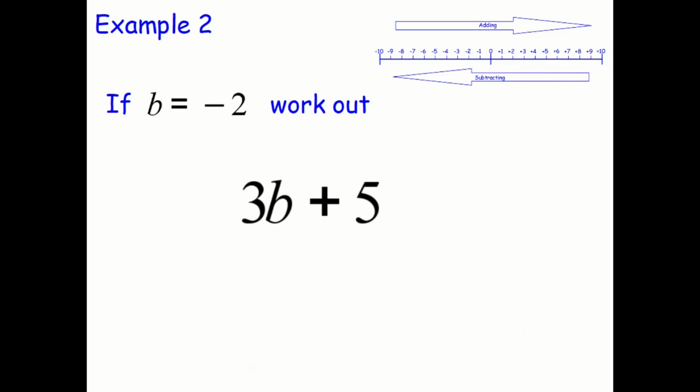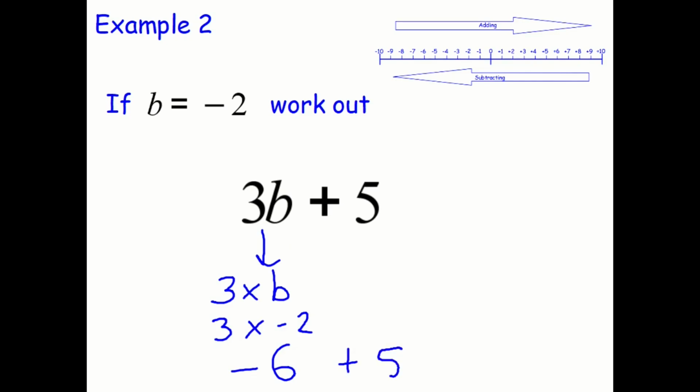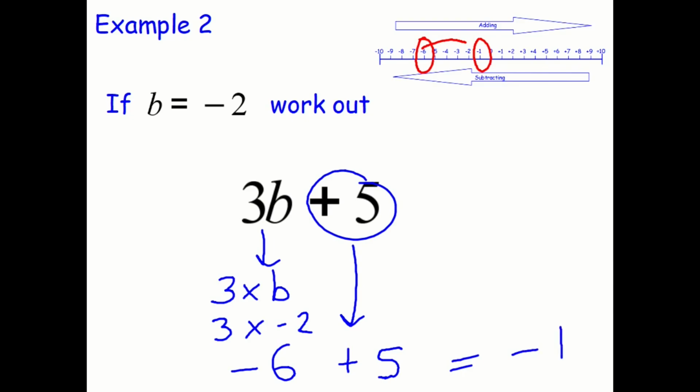Example number 2, it says if b equals minus 2, work out 3b plus 5. Well, 3b, remember, means 3 multiplied by b. And 3 multiplied by minus 2 is minus 6. So I've got minus 6 plus 5, because this bit's going back in there now. So minus 6 plus 5. If I look on my number line, I've got minus 6. If I plus 5, I go to minus 1. Okay, so minus 1 is the final answer.